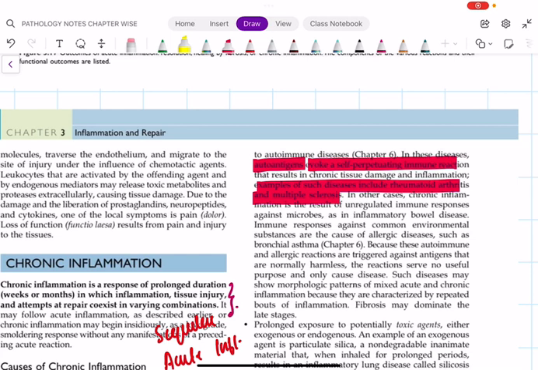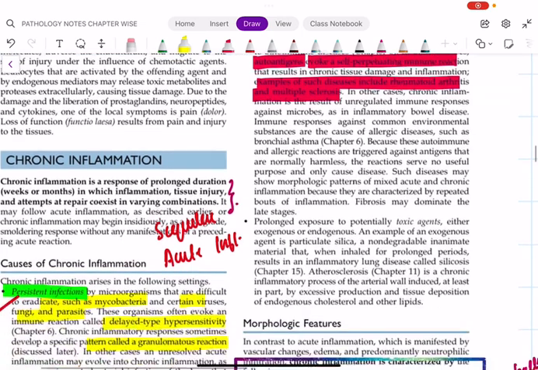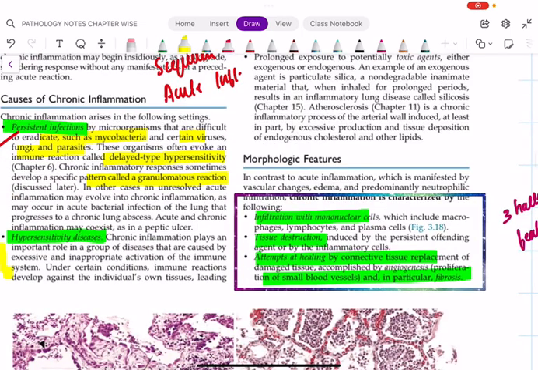We will cover everything in chapter 6. And in all these conditions, our body takes a lot of time to get rid of the disease. So that is again a cause of chronic inflammation. Then coming to the morphological features.